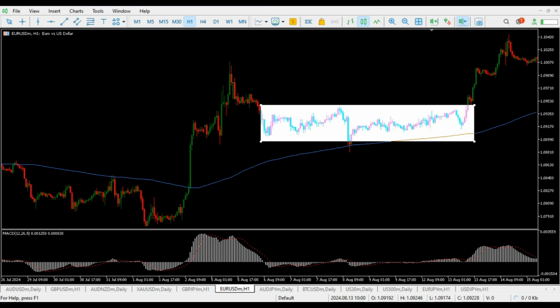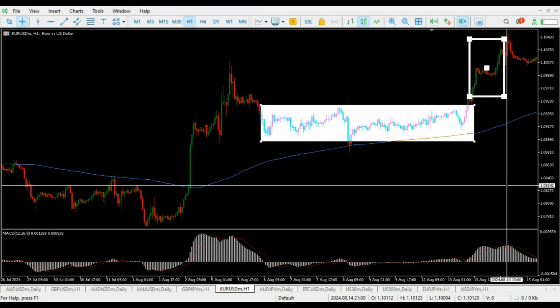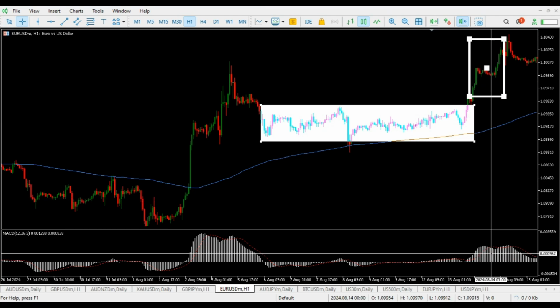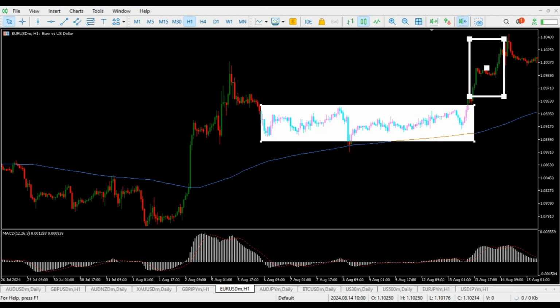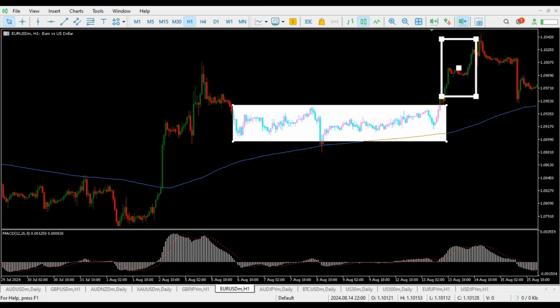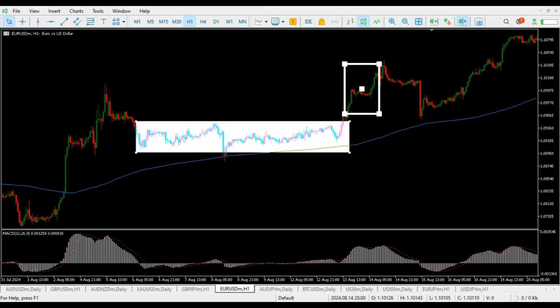Not until the price broke out here. When price breaks out, that's when we put our eye on the MACD. And then as the price continues, the MACD turns out to be negative. Then the MACD was negative below here.